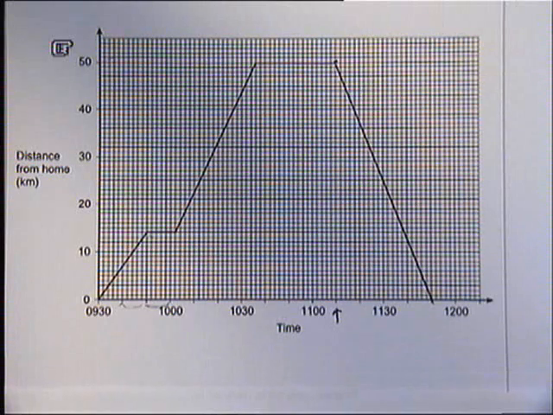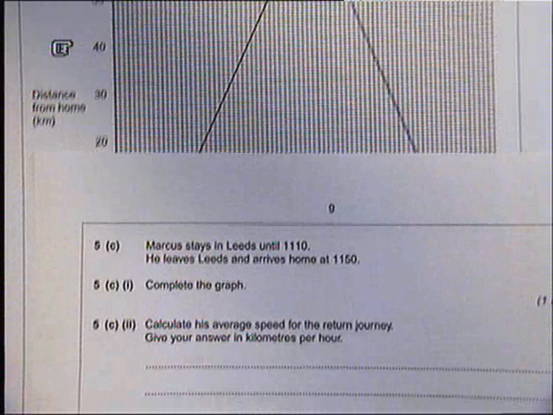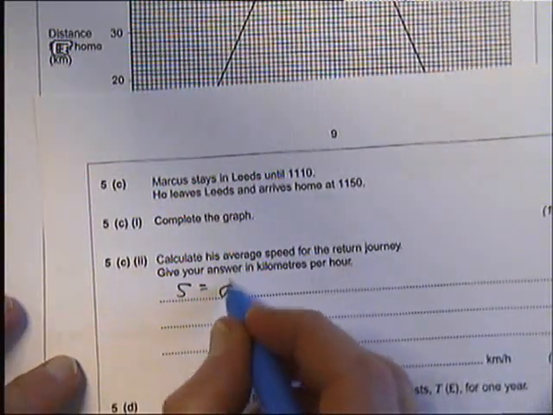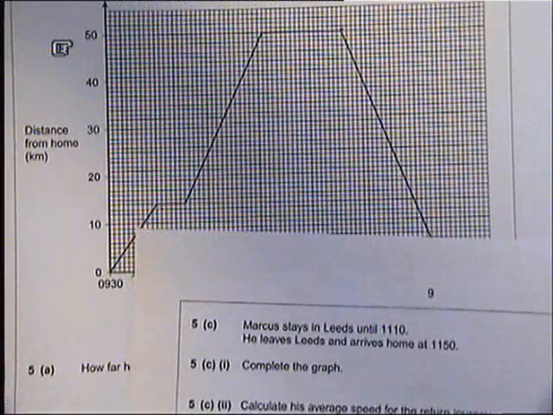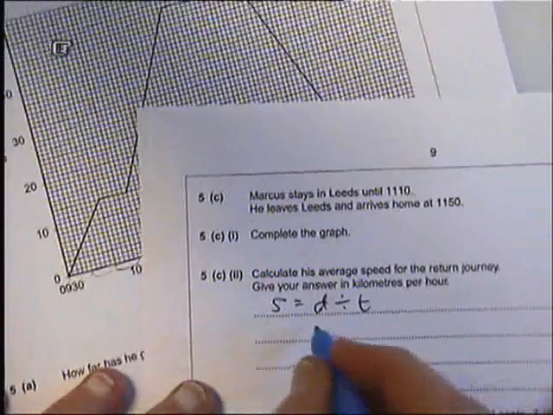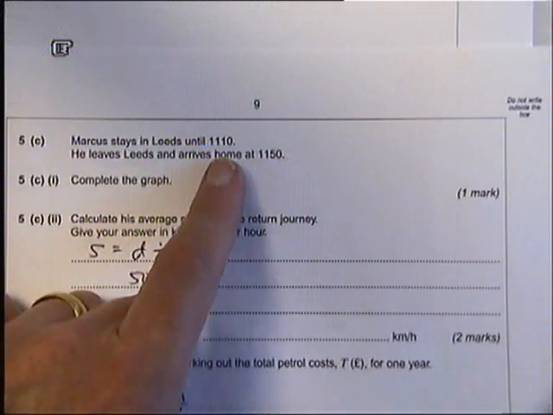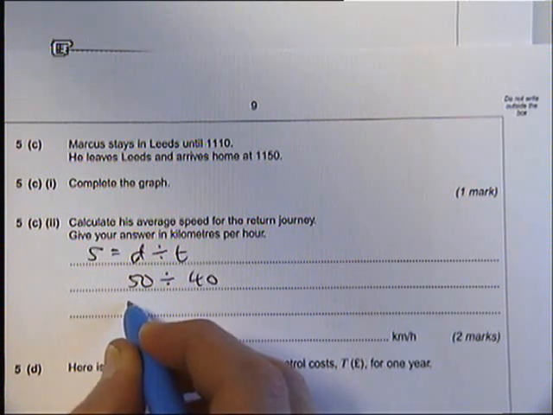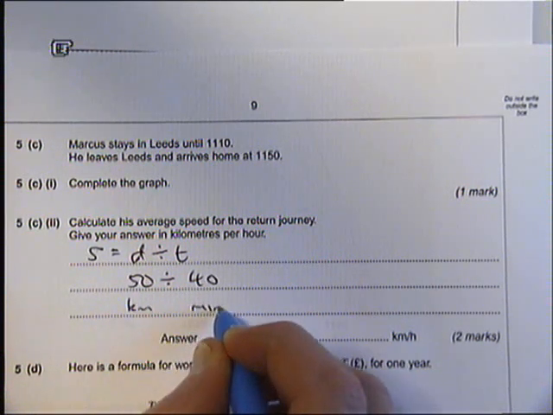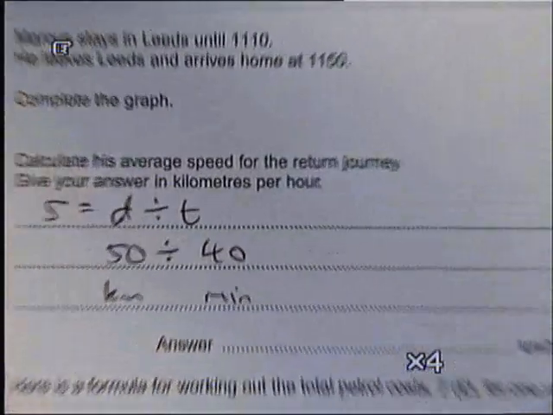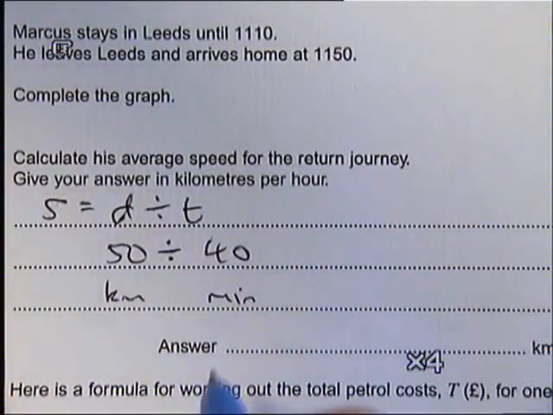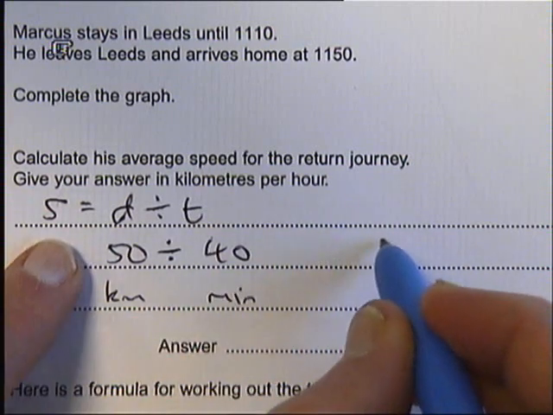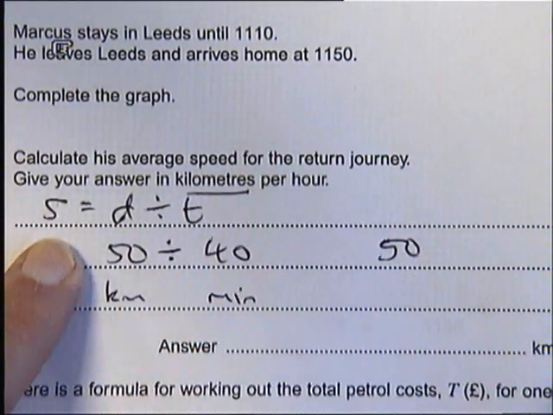Then it says calculate the average speed for his return journey. The speed is going to be distance divided by time. The distance of that return journey was 50 kilometres. And the time for that return journey from 11:10 to 11:50 is 40 minutes. So it's tempting to do 50 divided by 40. But that would give me an answer in kilometres per minute, and they want it in kilometres per hour. So I've got to change. I can keep my 50 because that is in kilometres, that's what they want.